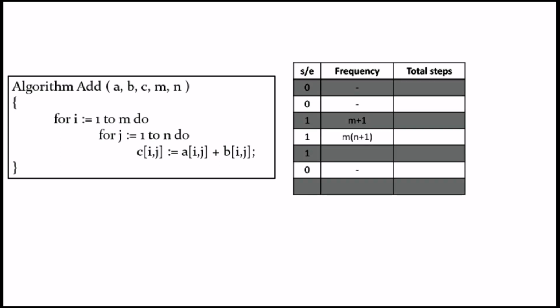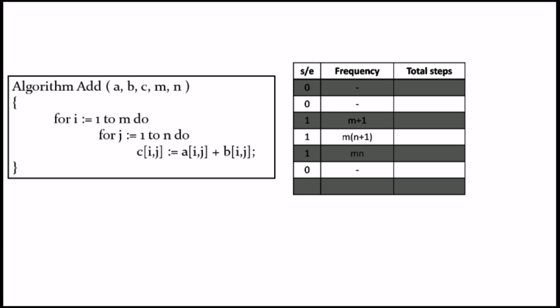The next one, that is the inner loop, J equal to 1 to N. So this particular loop will be executed N plus 1 times, but because it is in the I loop, it will be executed M times (N plus 1) times. So basically it will be executed Mn plus M times.